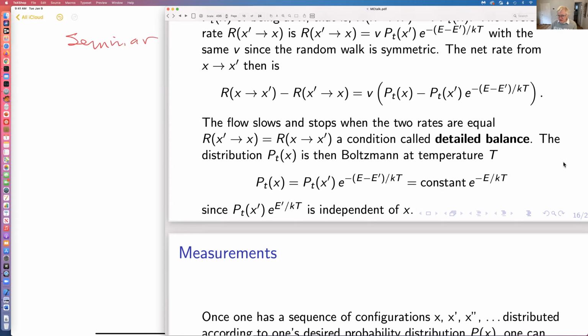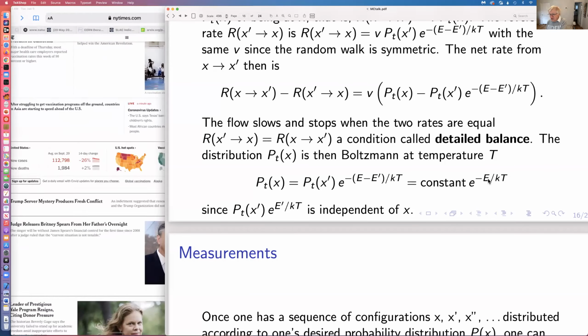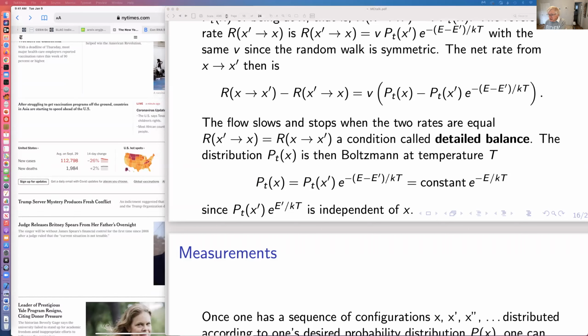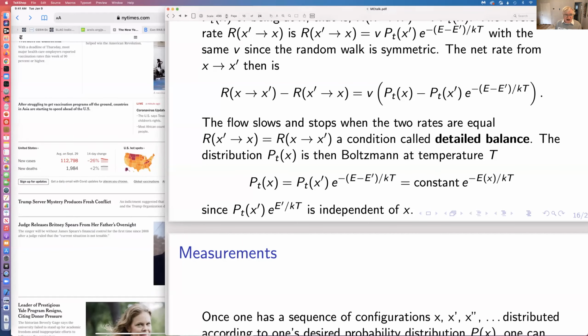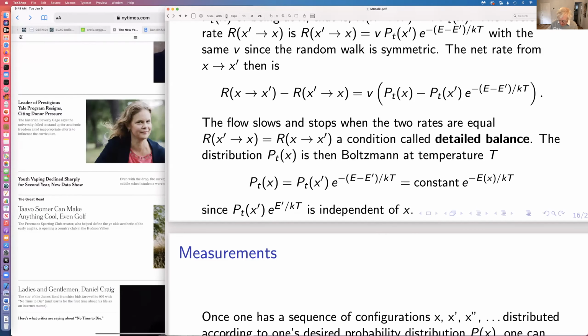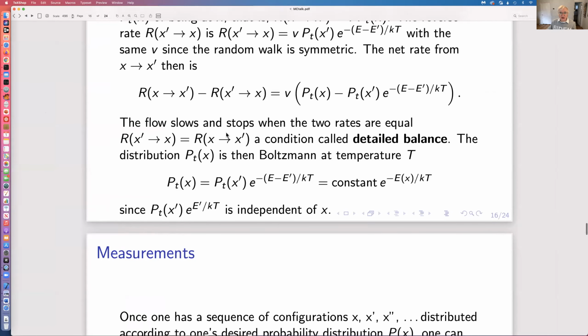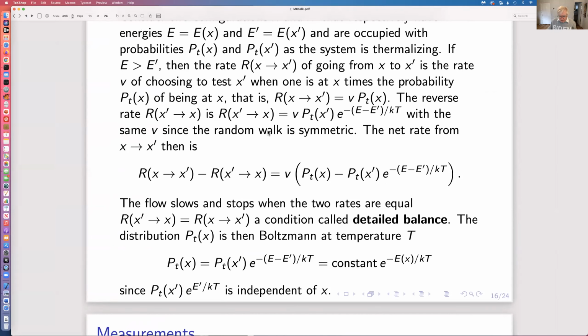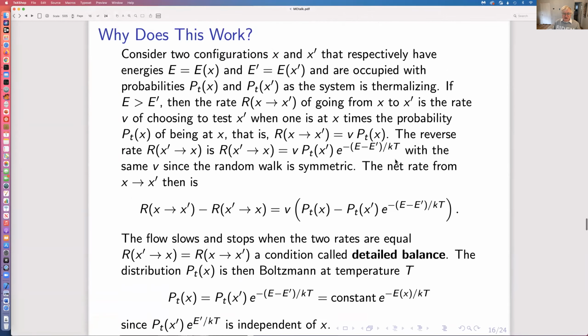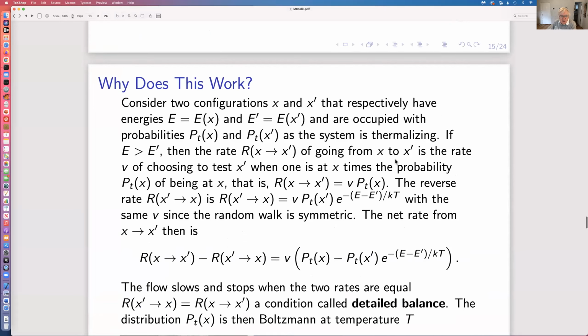So the X dependence of this is that. In fact, maybe I should make this a little clearer by saying that this is E of X over KT. Anyway, so this is why the Metropolis step works.